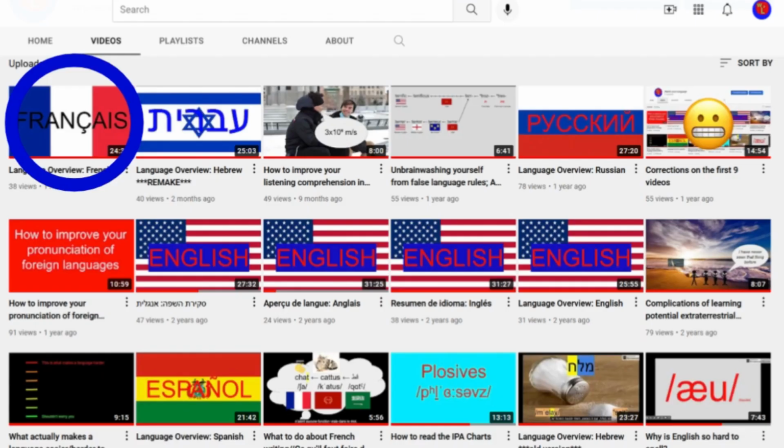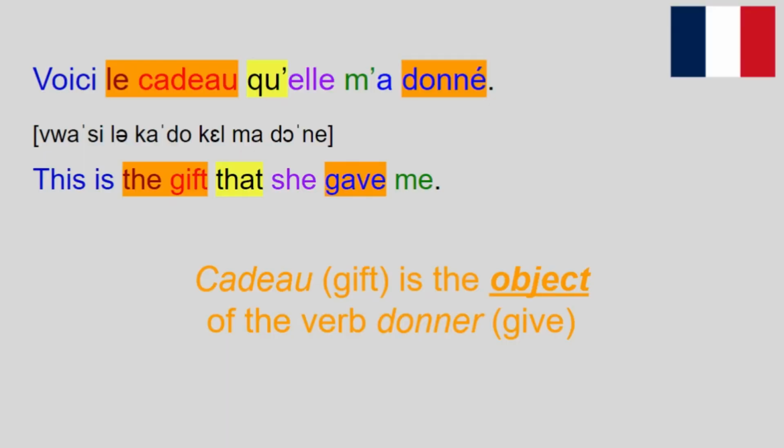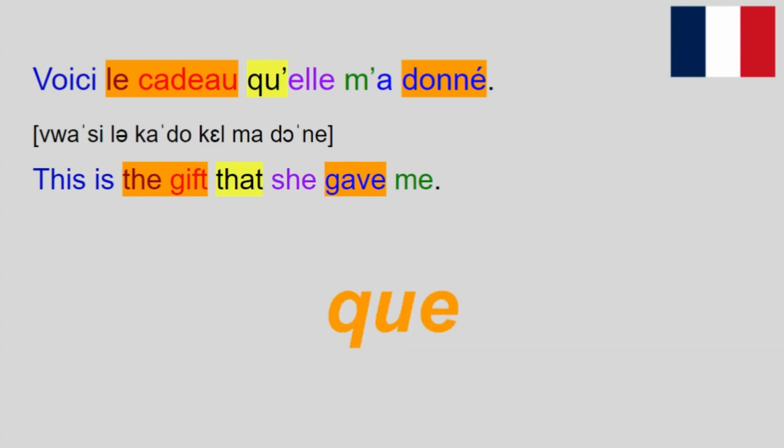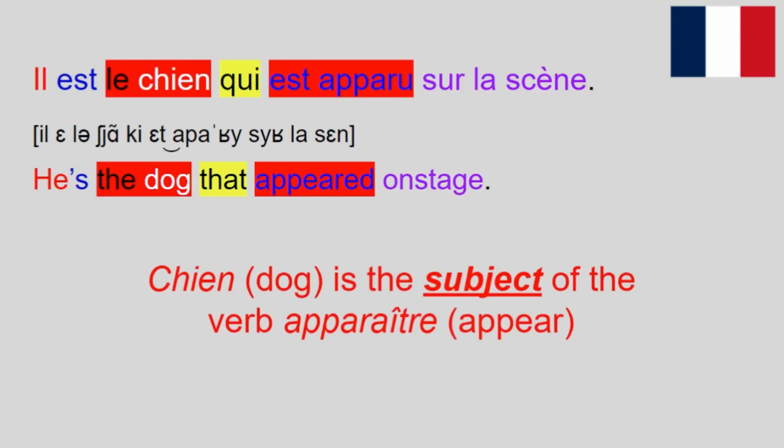I'll just import the sentences I used to explain this in the French language overview. In the sentence, voici le cadeau qu'elle m'a donné, meaning, here's the gift that she gave me, the gift is the object of the subordinate clause, so the word for that is que. However, in the sentence, il est le chien qui est apparu sur la scène, meaning, he's the dog that appeared on stage, the dog is the subject of the subordinate clause, so the word is qui.